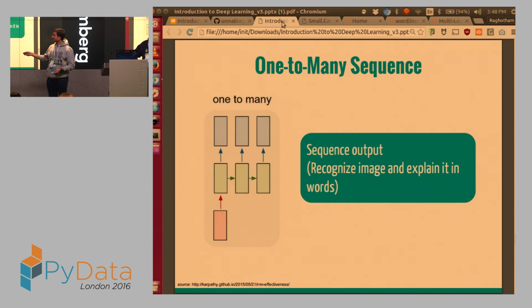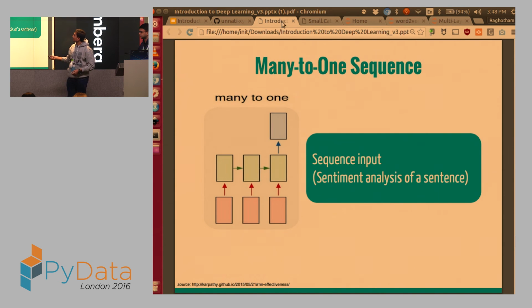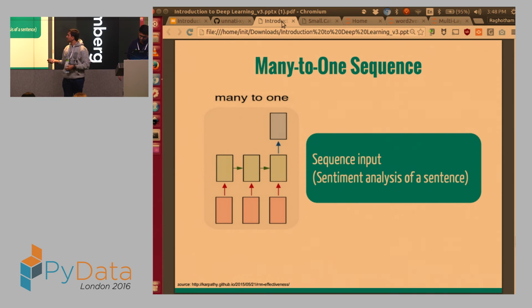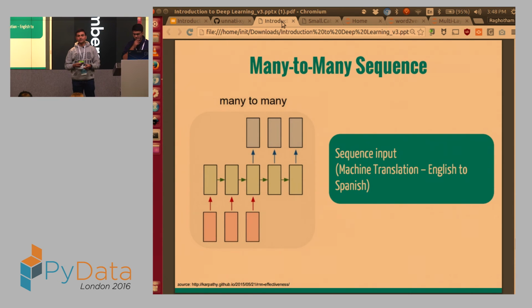The only thing special here is there's interaction within the hidden layer itself, and there can be interaction across the layers. So this is a one-to-many sequence where you have an image and you want to explain what it is. You give it an image, and you want to find out what the objects in the image are. Then you can have a many-to-one sequence where you give multiple inputs and want one output, like sentiment analysis. Or you can have many-to-many, like Nischal suggested. You can have machine translation, English to Spanish translation.